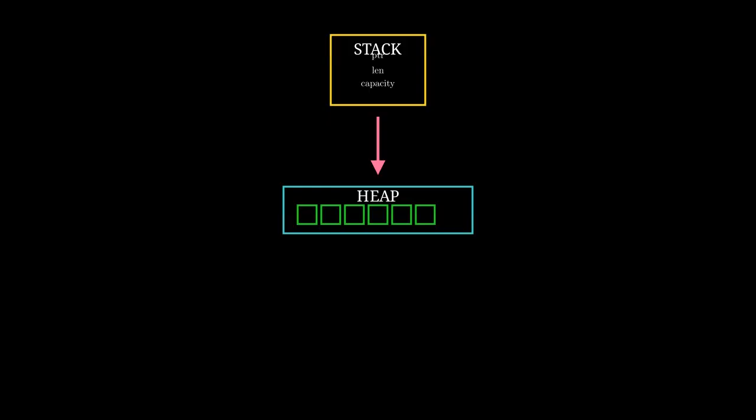Understanding where the vector lives in memory is crucial. The vector struct itself lives on the stack with just 3 fields: pointer, length, and capacity. The pointer points to the actual data on the heap. The stack holds the small metadata structure, while the heap holds the potentially large array of elements.